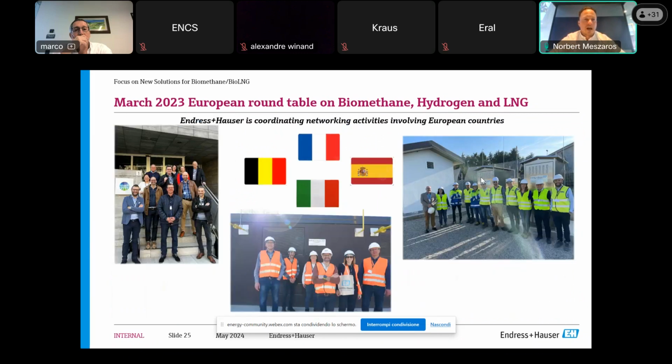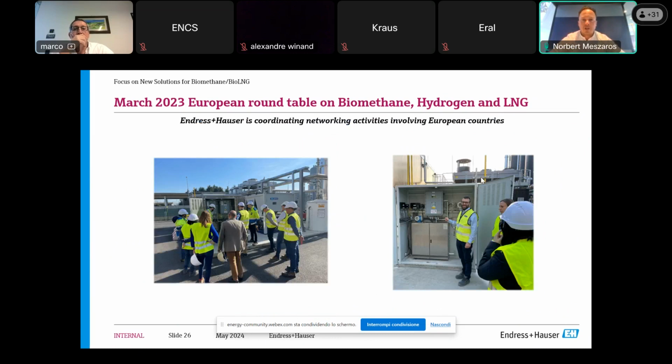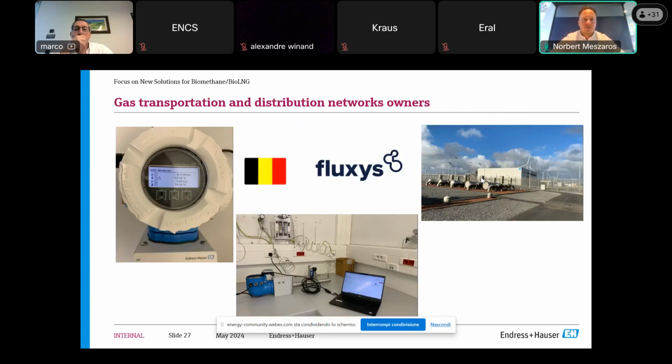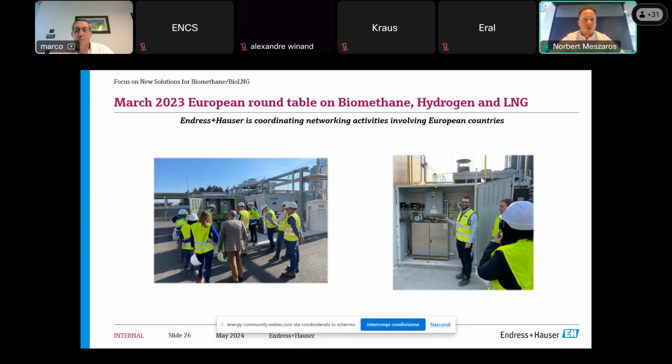As you can see on this slide, Endress+Hauser organized many exchanges between DSOs from different countries, because the status is still that we have no standardized solution. The requirements are different country to country. And I think a common goal should be achieving standardized requirements. And the first step is, of course, communicating, exchanging, sharing experiences.